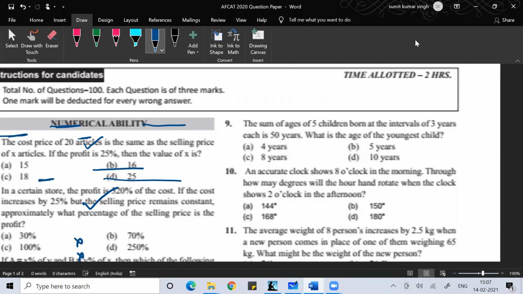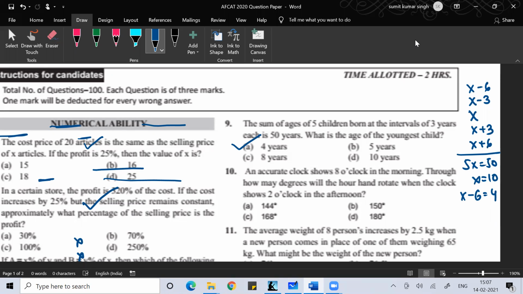Now you can see question number 9, a very easy problem. The sum of ages of 5 children born at intervals of 3 years each is 50 years. So 5 children are there. Let their ages be x minus 6, x minus 3, x, x plus 3, and x plus 6. So the total sum of the ages will be 5x. 5x is equal to 50, so x is equal to 10. What is the age of the youngest one? The age of the youngest one is x minus 6, which means 4 years. Simple question.